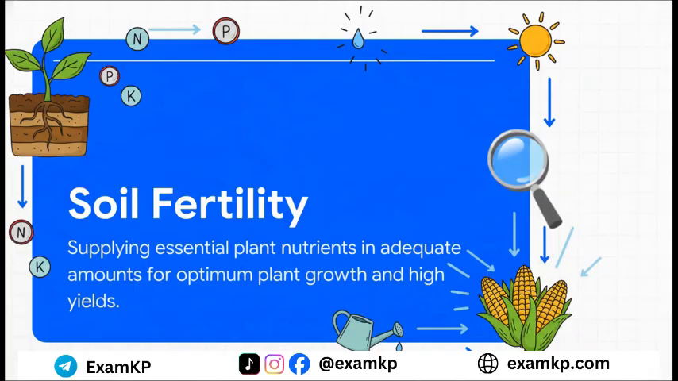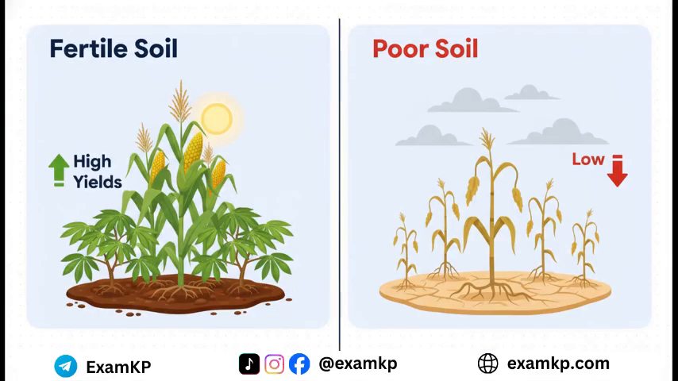Now, just look at the difference this makes in the real world. On one side, you have fertile soil giving us beautiful, healthy maize and cassava plants, leading to a massive harvest. But on the other side, poor soil, which gives you stunted plants and very low yields. This is the difference between a successful farming season and a disaster for farmers all over Nigeria. The big question is, what makes the soil on the left so much better?